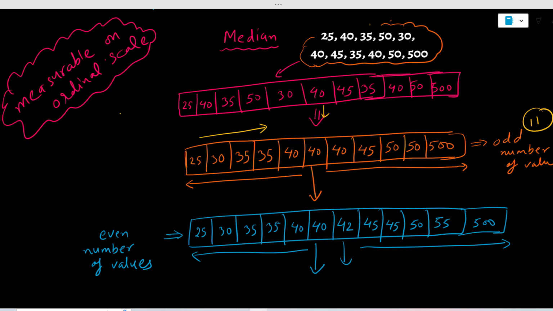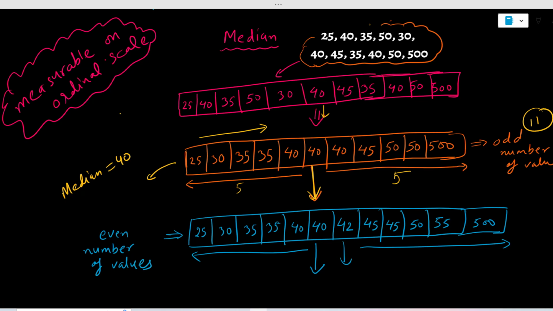Now what is median? When we arrange these values, right, in increasing order, we arrive at the middle value. Okay, so 5 values from here and 5 values on the right side, and the middle value is 40. So in this case, median is equal to 40. In odd number case, the median value is just the middle value of the data set when the data is arranged in increasing order. Now what about even number of values?